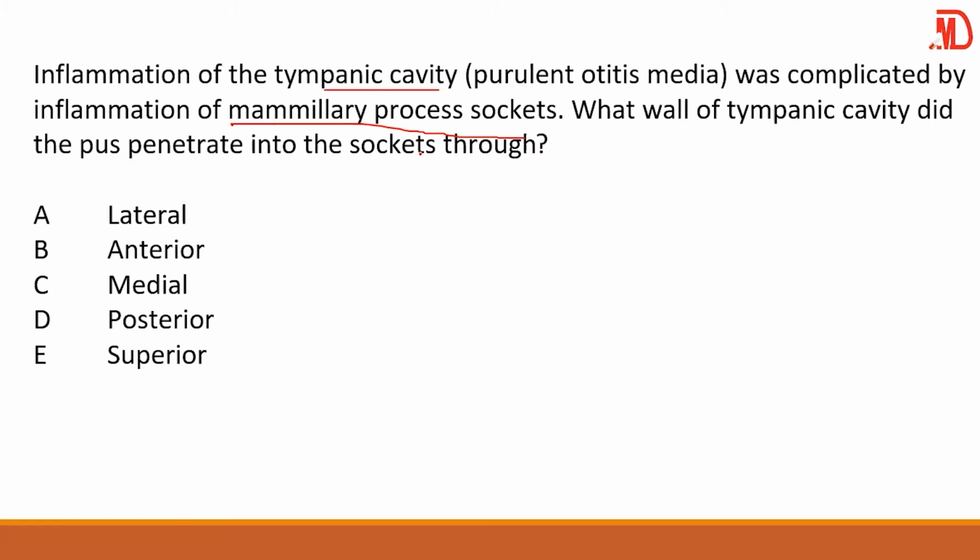So over here, we are talking about the mammillary process socket. So over here, we are looking at what? The mastoid process. And so therefore, we are looking at the posterior wall. And that is why here, your answer is D. The posterior wall. All right.